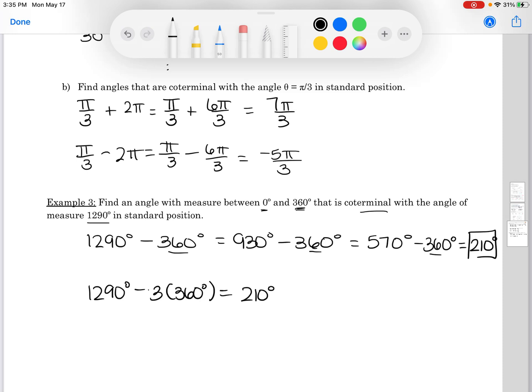Okay, so we can continue to add or subtract a full circle to continually get our infinitely many coterminal angles.